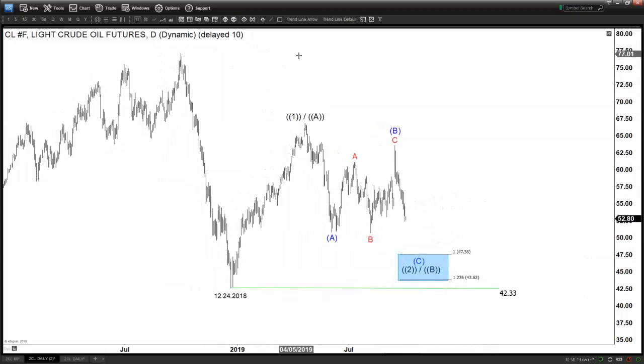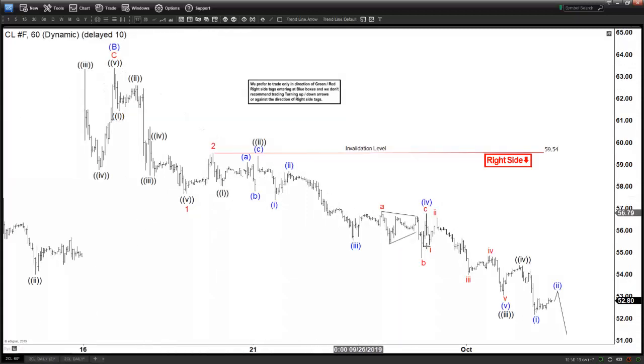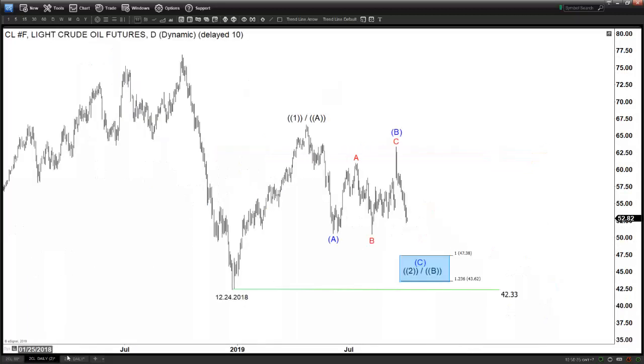But for now, in the shorter cycle at least, this move lower looks impulsive, so we can continue to see further pressure to the downside, and the potential target to the downside is as low as 47.4. But anything below this low can already be the C, can already end the C, technically speaking.